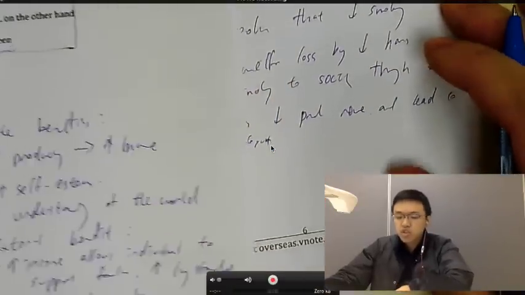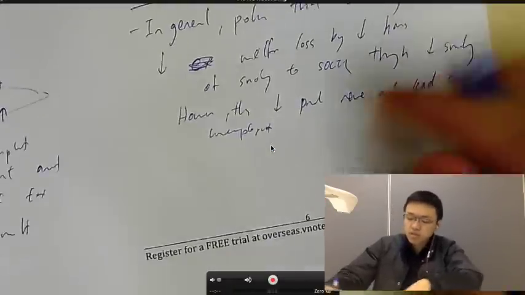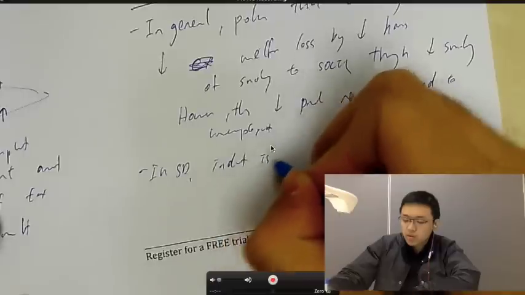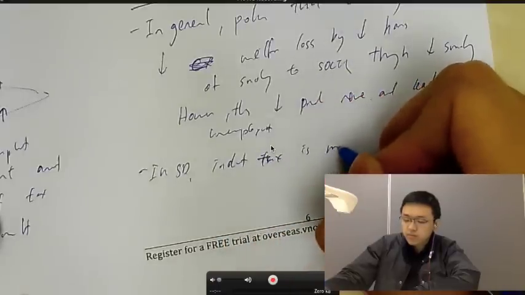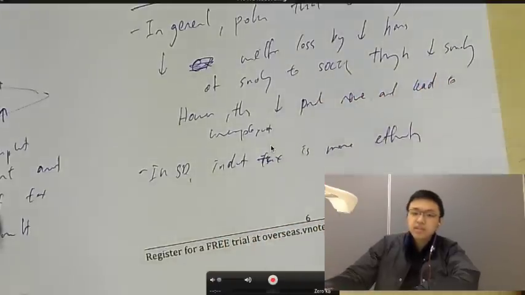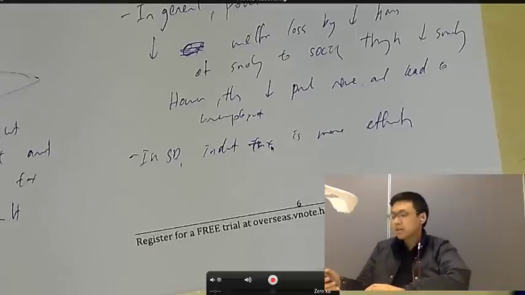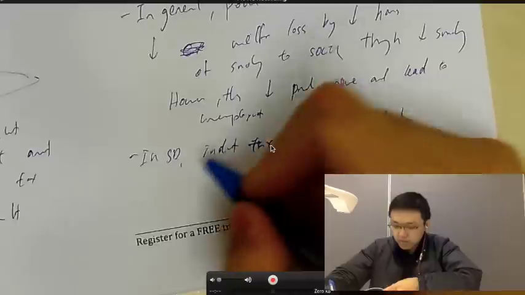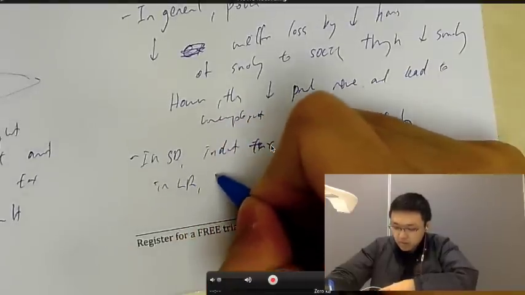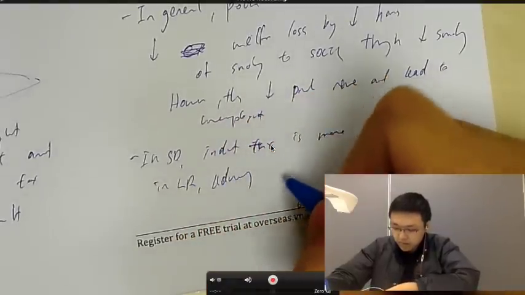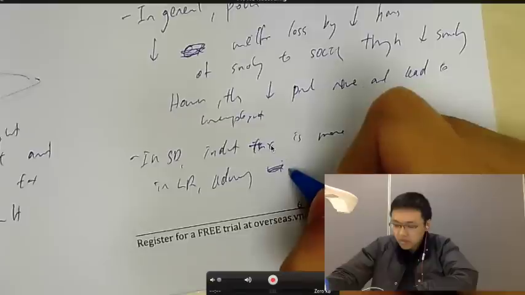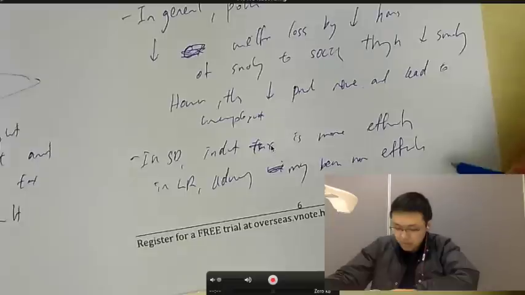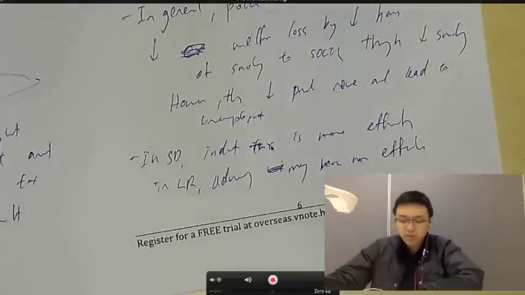Okay, how about long run, short run? I think we can use this as well. So in the short run, indirect tax is more effective. Because indirect tax will have more of an immediate effect, right? But however, over the long run, advertising may become more effective. Okay, because it changes consumers' preferences over the long run, right?